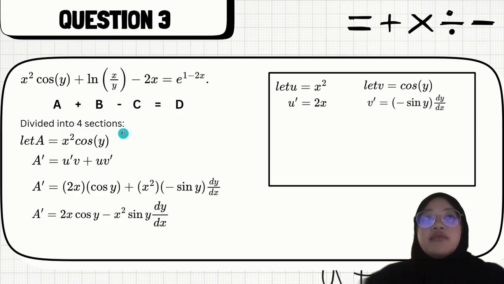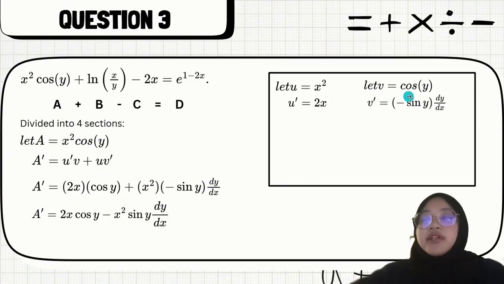We will divide into 4 sections. Let a equal x squared cos y. To find a prime, we need to use the product rule, which is a prime equals u prime v plus u v prime. Let u equal x to the power of 2. We need to use the power rule. We bring the 2 down and the power will minus 1. We will get u prime equals 2x.